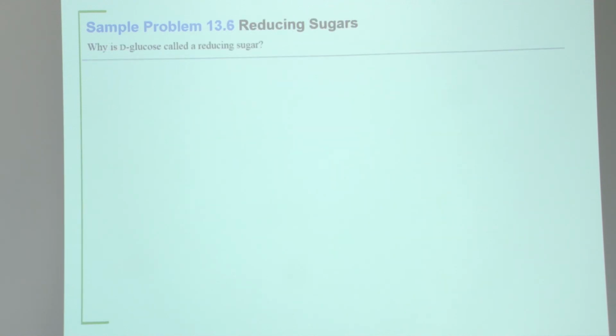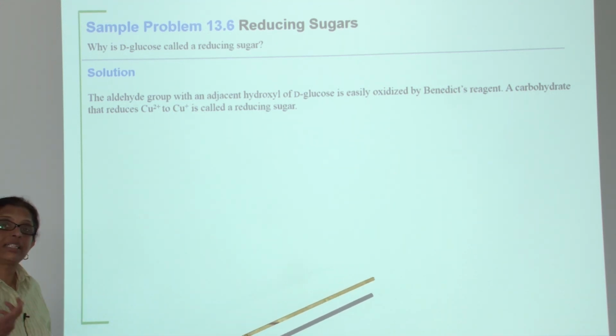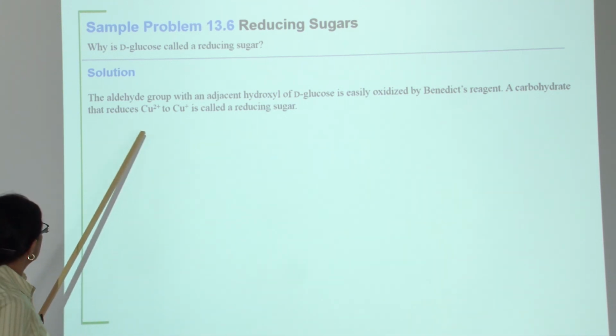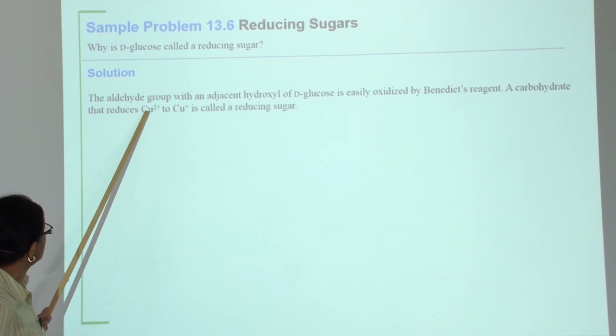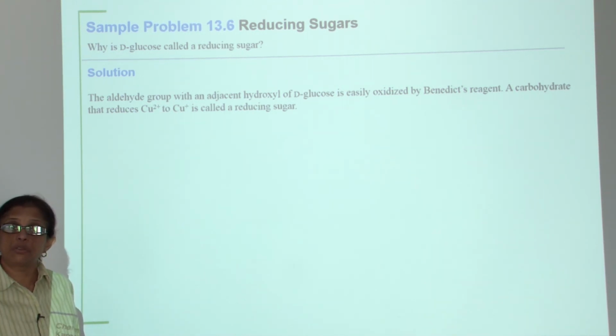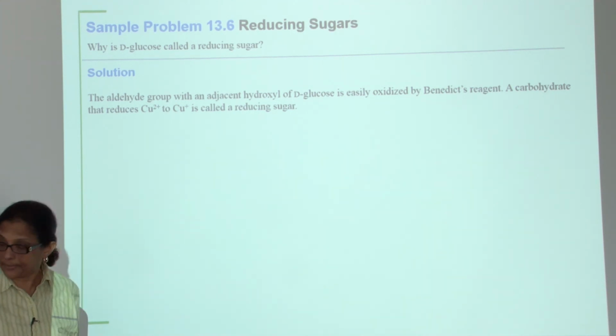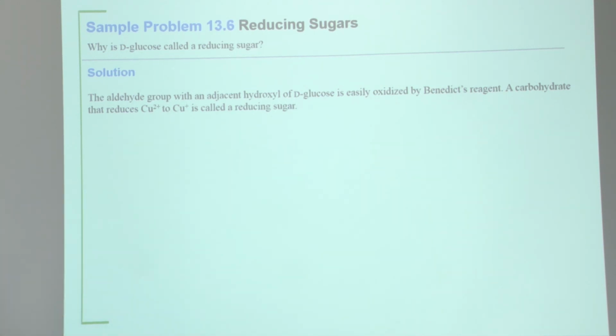Sample problem 13.5. Why is D-glucose called a reducing sugar? Remember we said that in Benedict solution, the aldehyde group of the glucose is oxidized. But in the process of oxidizing the sugar, the copper ion in the Benedict solution is reduced: the Cu2+ is reduced to Cu+. And because the sugar is able to reduce the copper ion, this is called a reducing sugar. The sugar is being oxidized, but it is reducing the copper ion. So therefore, it is a reducing sugar.